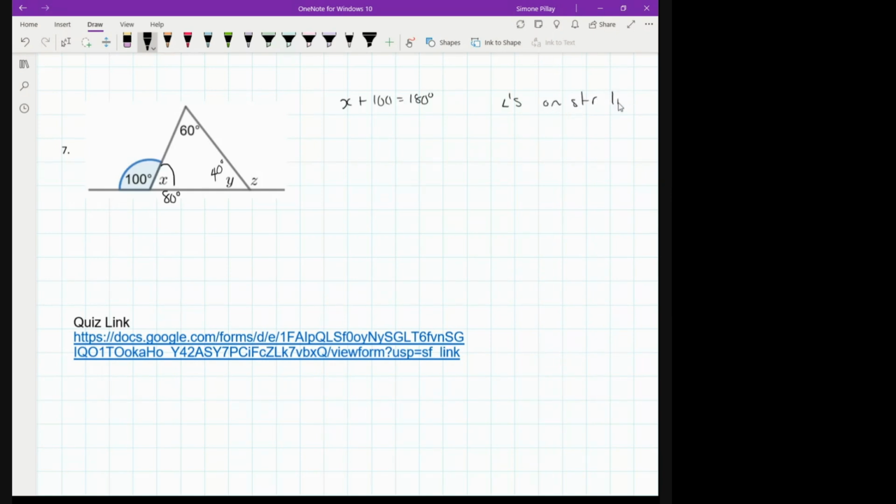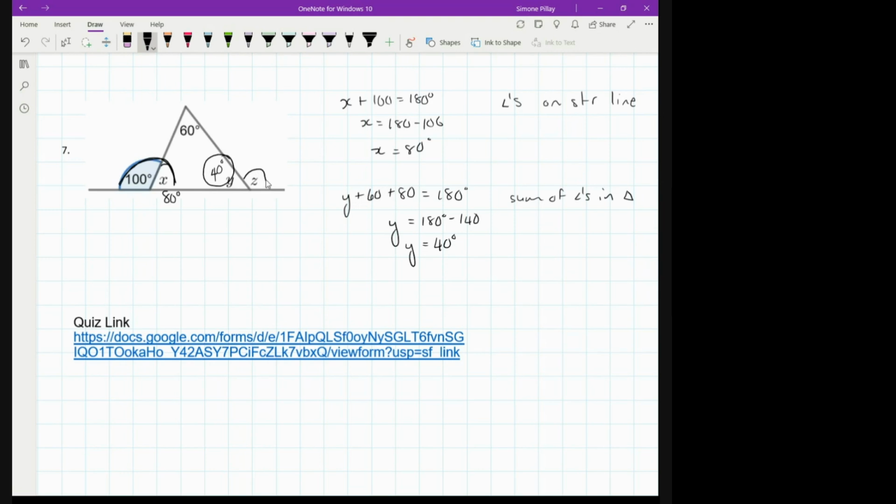Okay, I'm going to take everybody through what you just did. He said x plus 100 must equal 180. That's how we got x is equal to 180 minus 100. X is equal to 80. Next, I got that y is equal to 40. Y plus 60 plus 80 equals 180, the sum of angles in my triangle. 60 plus 80 is 140. So y is equal to 180 minus 140. Y is equal to 40. That's how I got 40.